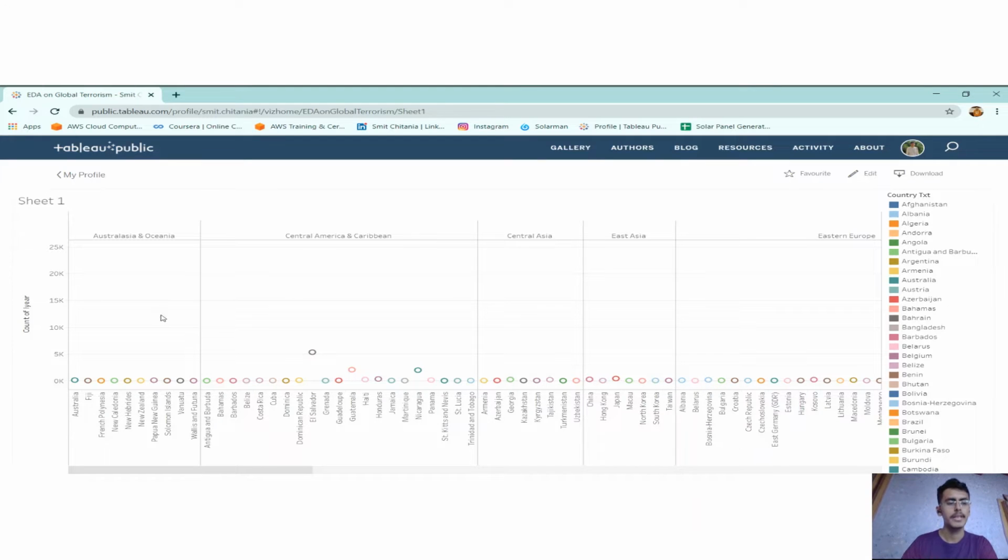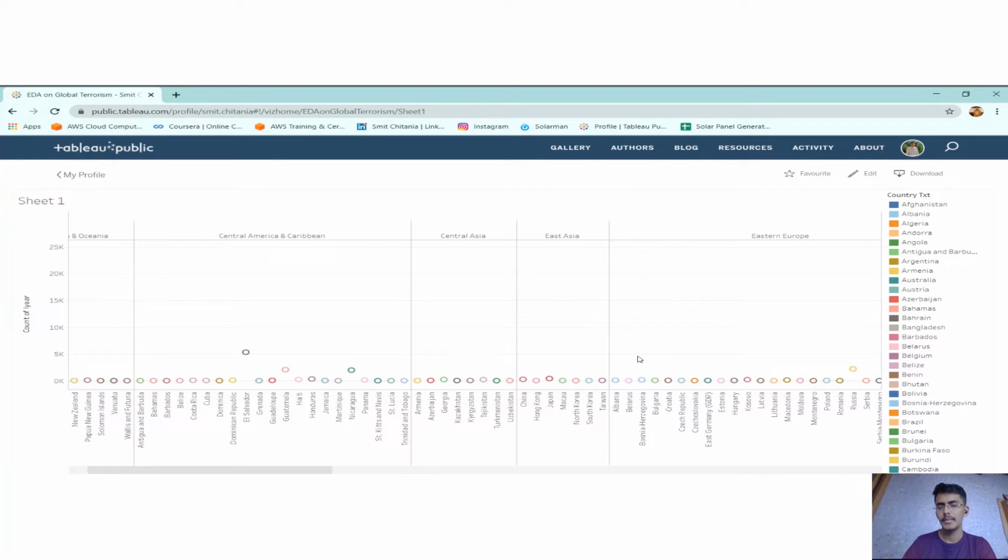The first sheet explains in which regions, and in that particular region, how many times the attacks have been done. If we start from the Australian region, we can see that there is a small number of terrorist attacks, around 114. In the Central American and Caribbean region, the highest number of attacks is in El Salvador, around 5,000. In Central Asia, again there is a small number of attacks, and the highest is around 217.